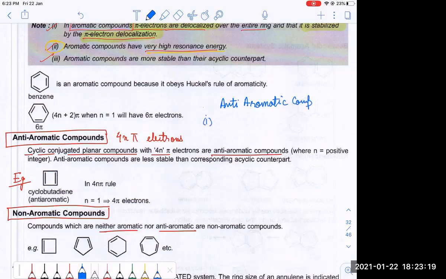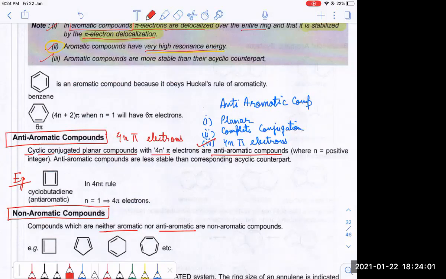First, they are also planar. Second, complete conjugation. Now the difference lies in the third thing, and that is 4n pi electrons and not 4n plus 2 pi electrons. The difference lies here. So the number of electrons in anti-aromatic compounds is 4n pi, not 4n plus 2 pi.